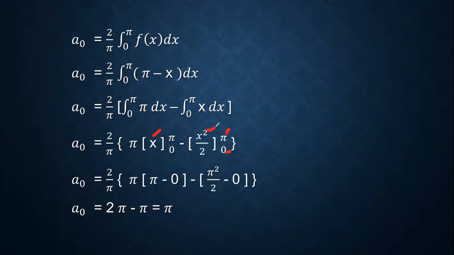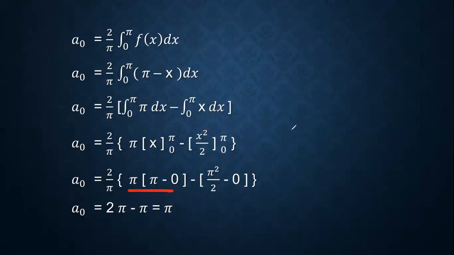Apply the upper limit and lower limit in this x, and apply the upper limit and lower limit in this x square. Then what you will get is pi into the upper limit pi, substituted in x, pi minus 0 for the first term. Okay, next term is x square by 2, that is 1 by 2. Substitute the upper limit here, so pi square by 2 minus, if you substitute the lower limit, 0 square by 2, that is nothing but 0. Okay.